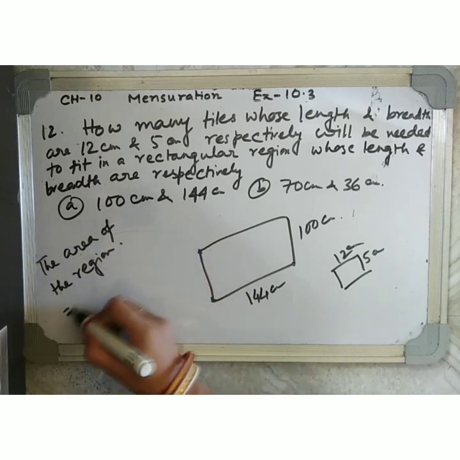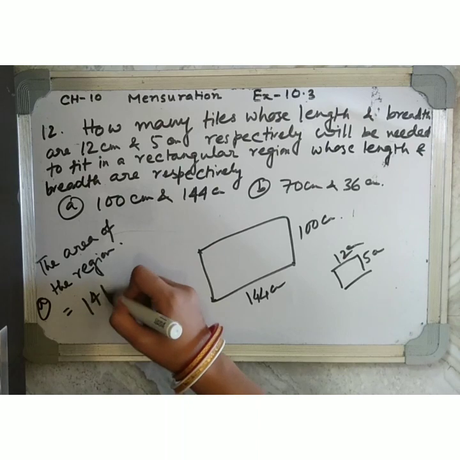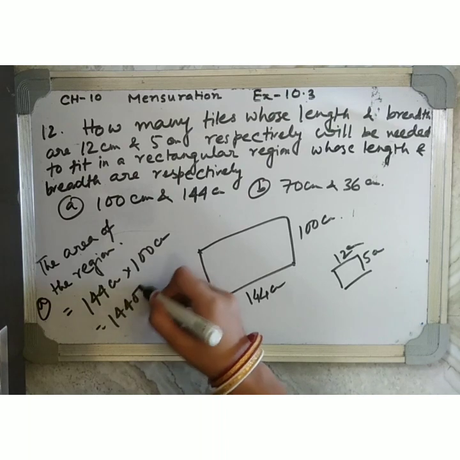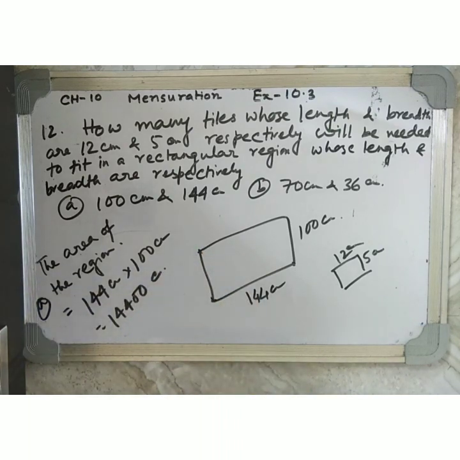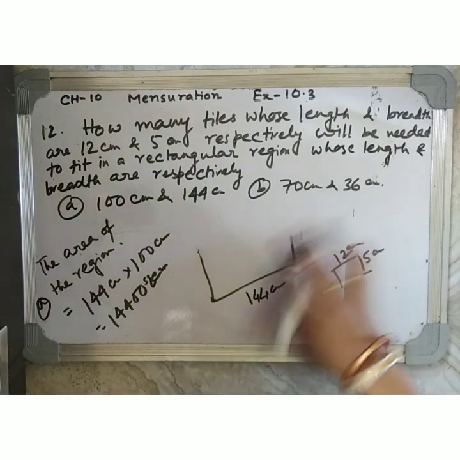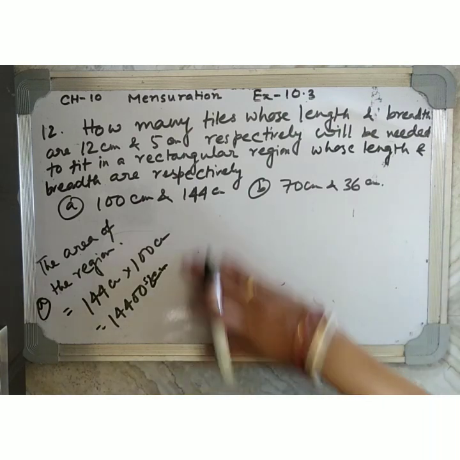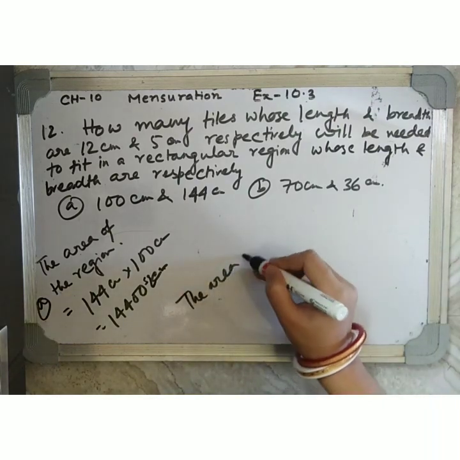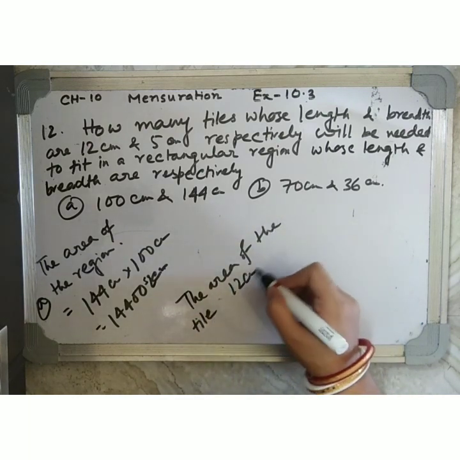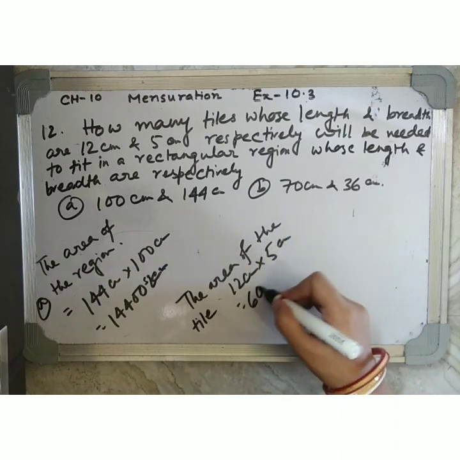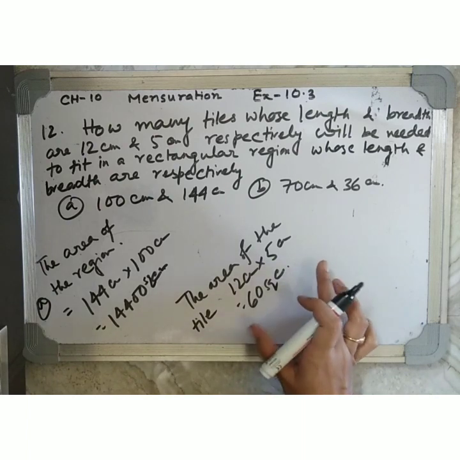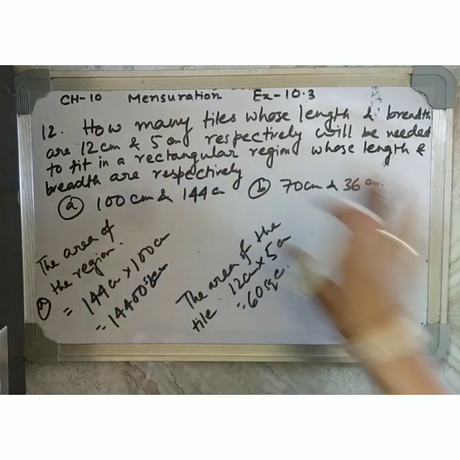Okay. That will be for the first one, 144 cm into 100 cm, that is 14,400 square centimeter. Then we have to find the area of the tile which is of length 12 centimeter and of breadth 5 centimeter. So that is 60 square centimeter. Now these 60 square centimeter, each tile will be put in the figure of the rectangle.